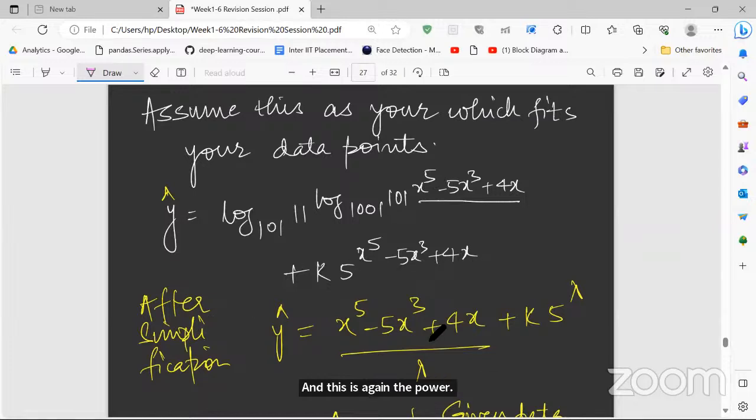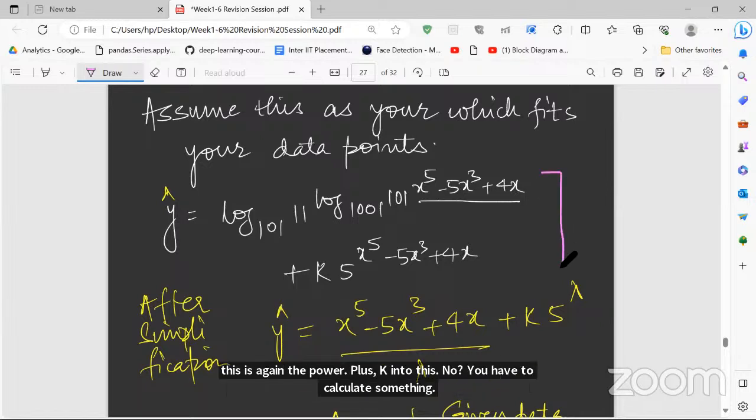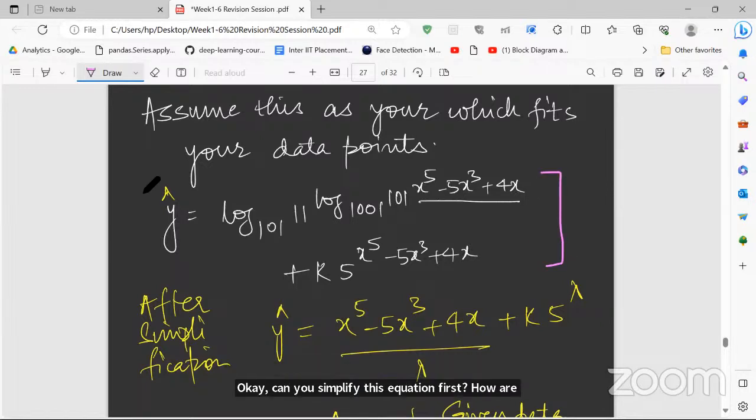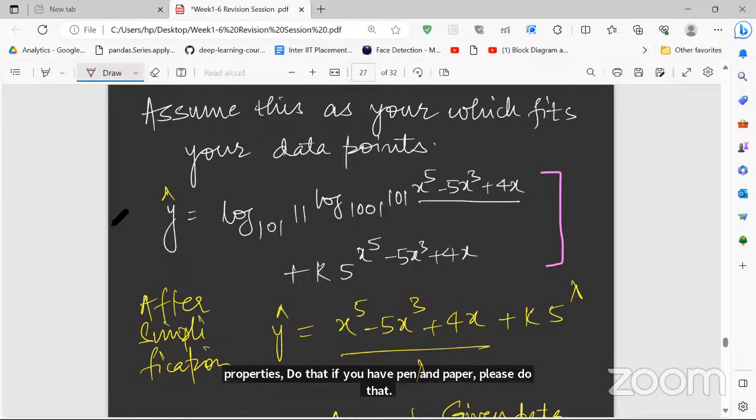Now you have to calculate something. Can you simplify this equation first? Are you able to simplify using the log properties? If you have pen and paper, please do that. Just simplify the equation. How will you simplify this?